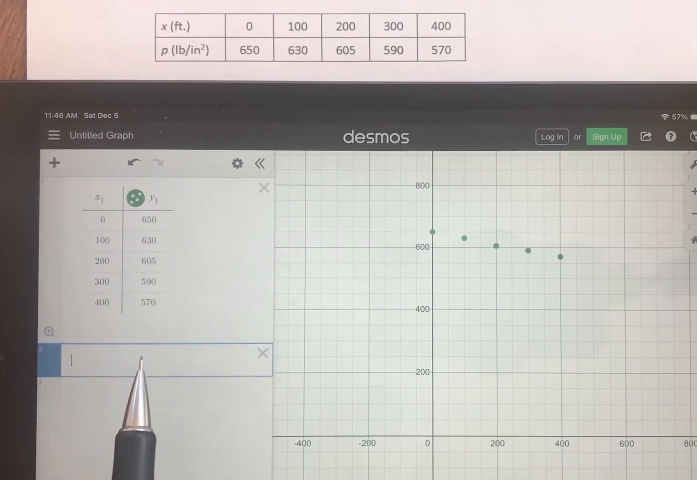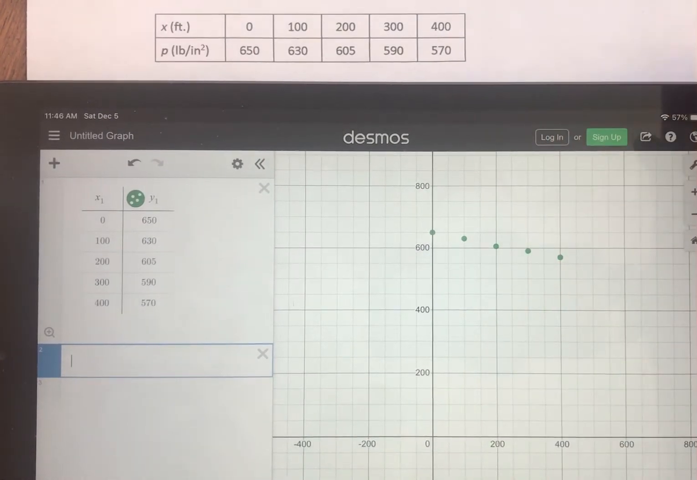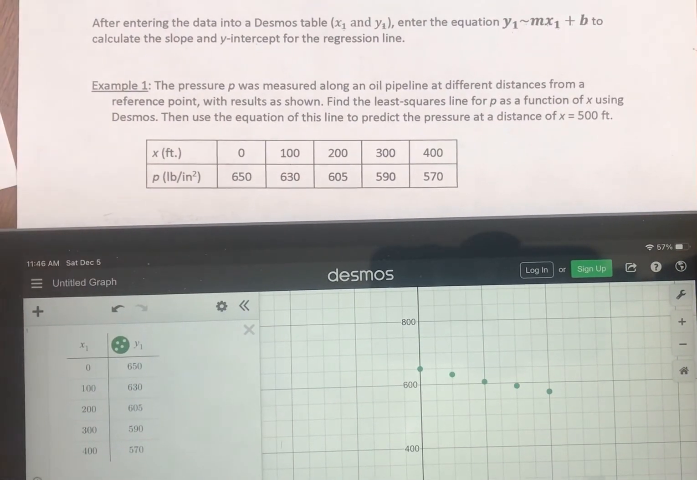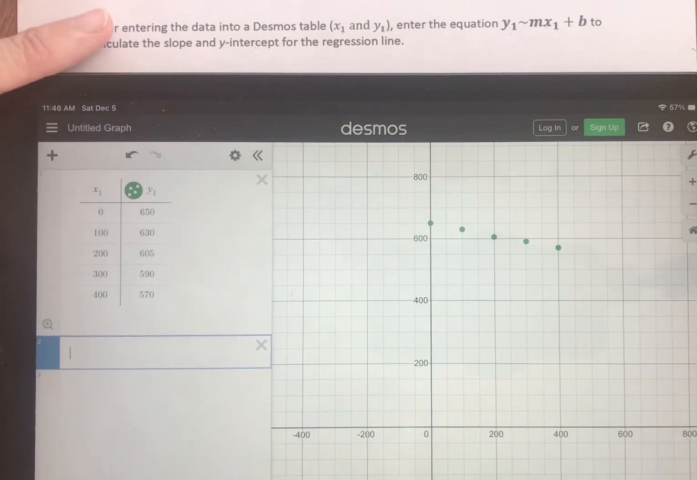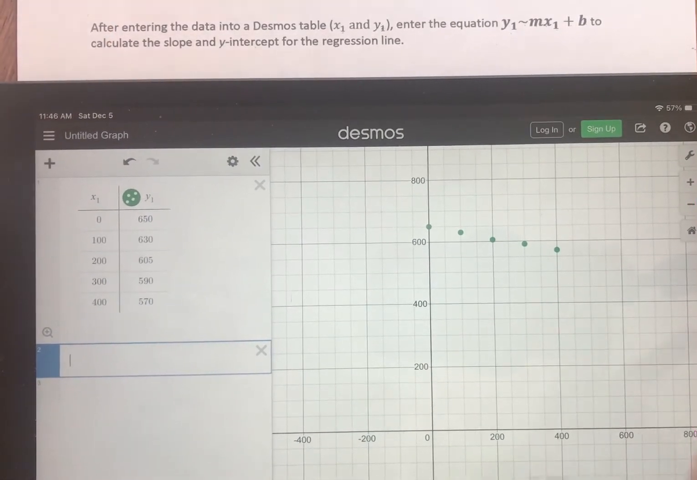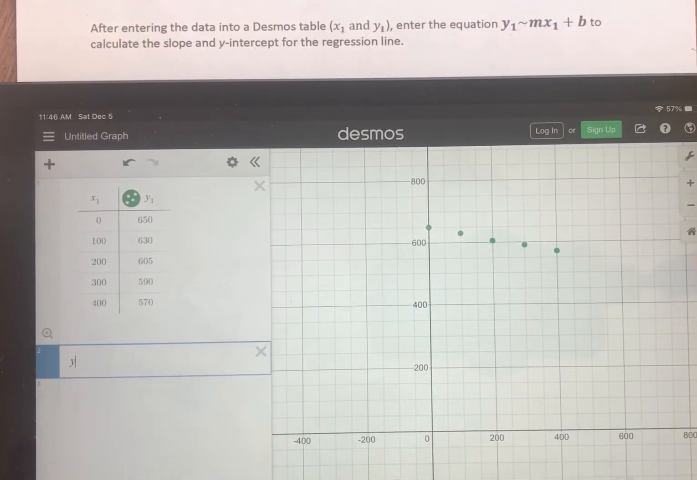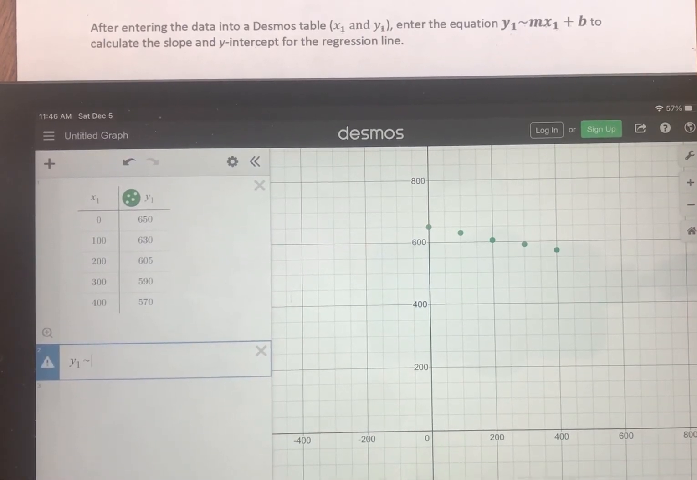So I'm going to go to row 2 here. Let me get my paper. Okay, here's Desmos telling us this is how you find the line of best fit. So in row 2, I'll type Y, and then I'll type the number 1. It gives me a Y sub 1. And then I need to go into the ABC menu and find that tilde key. You can go down into your ABC keyboard, and it's in the bottom row. So Y sub 1 tilde.